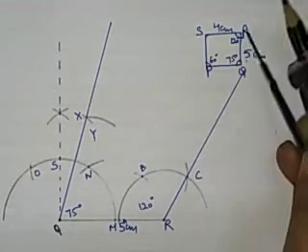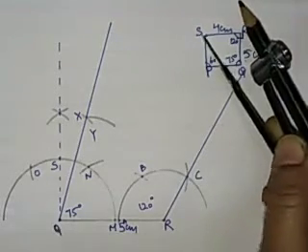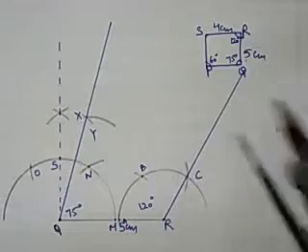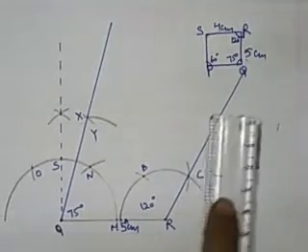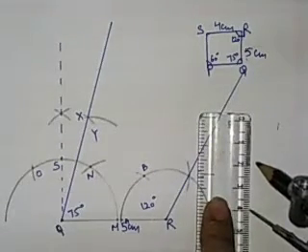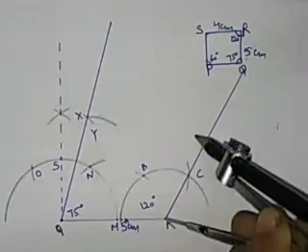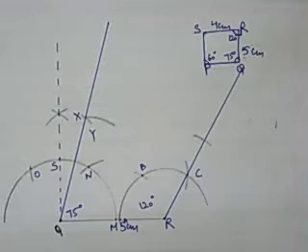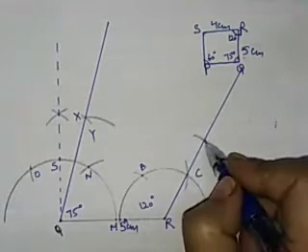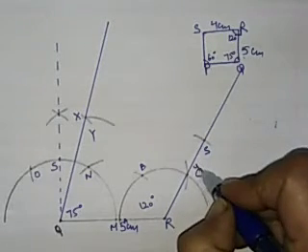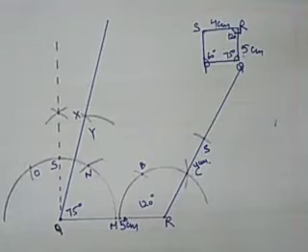Now I can see the measurement from R to S is 4 cm. I have R, so I'll make a cut for S by taking 4 cm opening of the radius. Put it on R and take a point which represents S. The measurement is 4 cm.